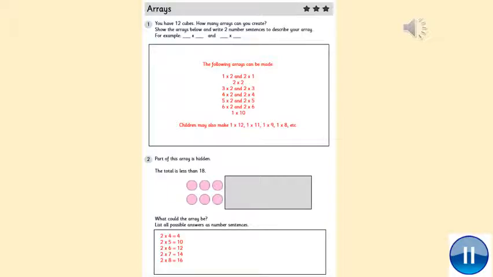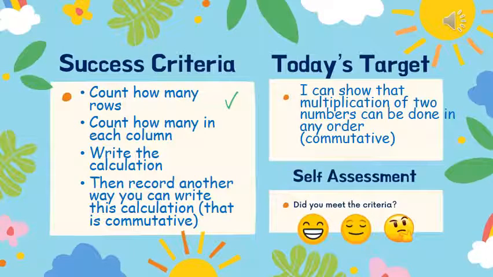Tick or fix. So your target today was: I can show that multiplication of 2 numbers can be done in any order, and you learnt about the word commutative. So in order to be successful this lesson, you should have counted how many rows. If you did, give yourself a tick. Then we counted how many in each column. We wrote down the calculation, and then we wrote down the other way of writing that calculation, showing that it's commutative. How did you find this lesson? Write down the emoji face that you feel how well you've done today. Did you meet the criteria?